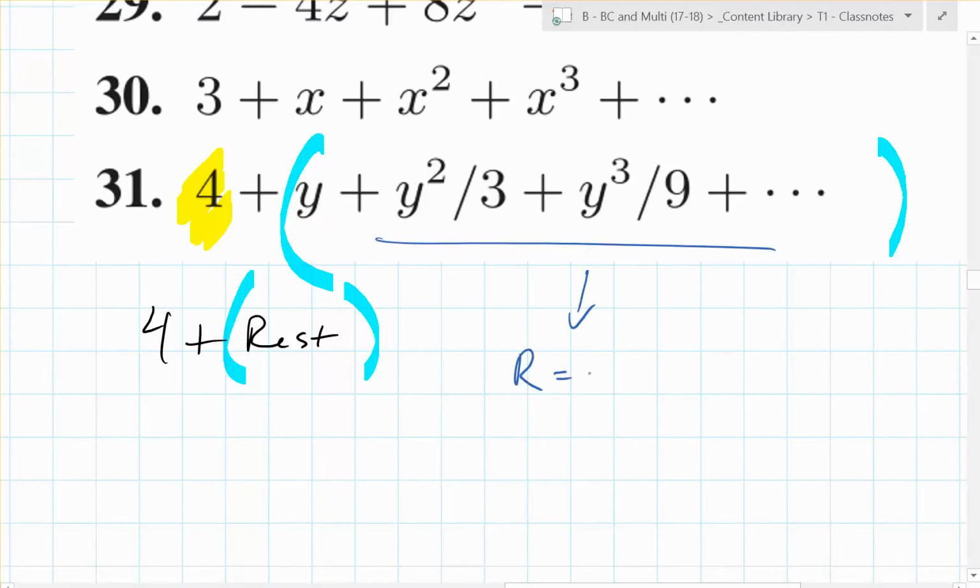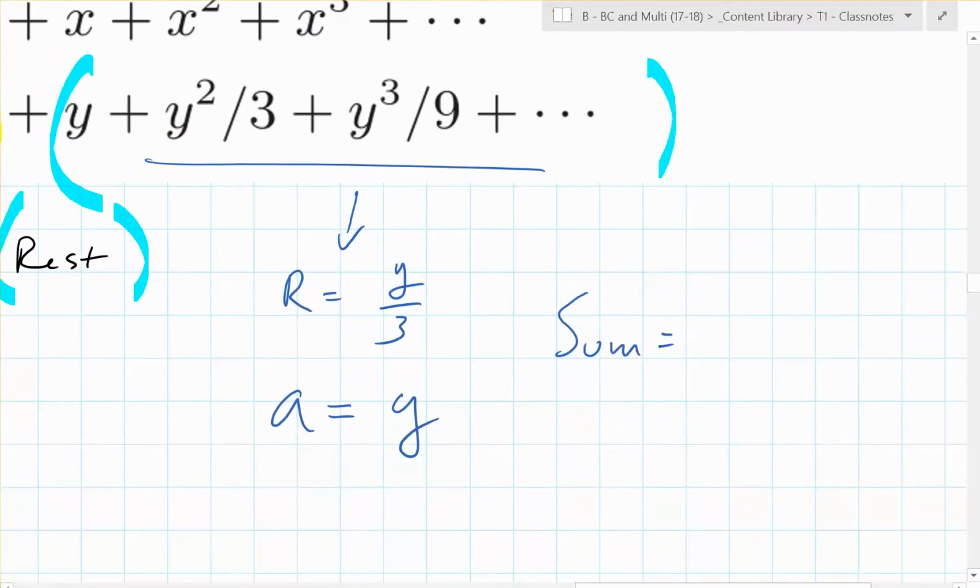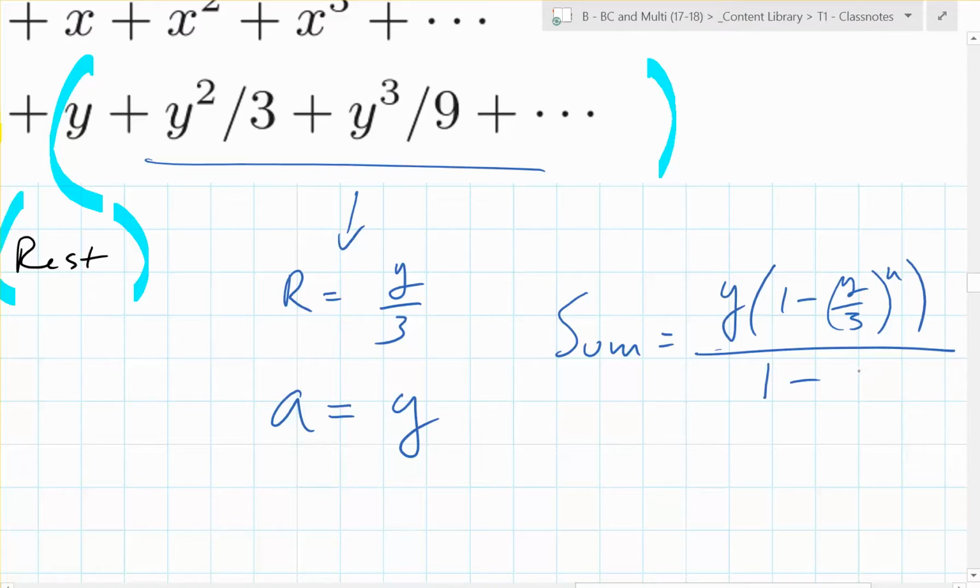The ratio is what? And what's the first term? Y. So what's the sum going to be? Y times 1 minus y to the n, right? Like this? All over what? Over 1 minus 1 minus y over 3. And what is n going to? N's going to infinity. So you agree that the sum, if you add these two things together, will be 4 plus that, correct?